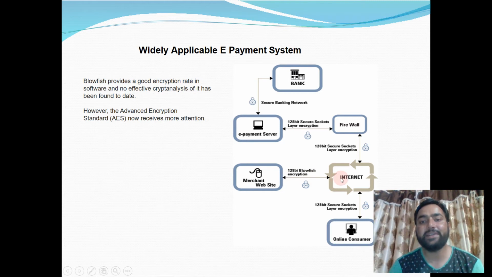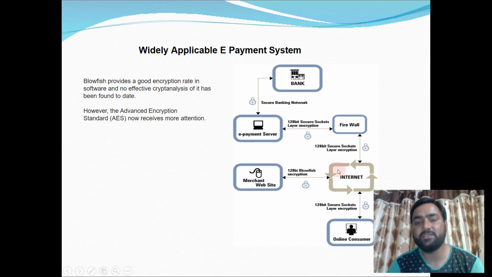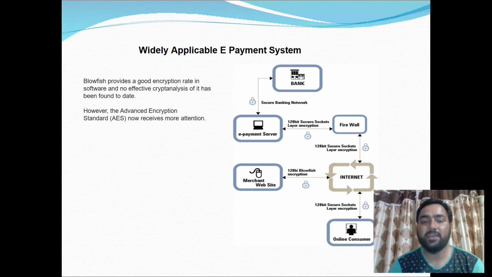And between the internet and the third party payment processor, a firewall is used, and 128-bit secure socket layer encryption is used. And between the e-payment server and the bank, a secure banking network is used to provide a complete secure mechanism for the whole of the transaction, for the whole payment system from the consumer to the bank. That means the whole payment process is secured with different kinds of encryption tools and techniques used at each and every point of the network.